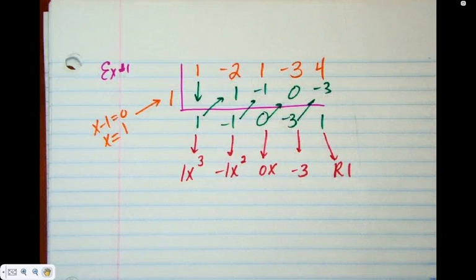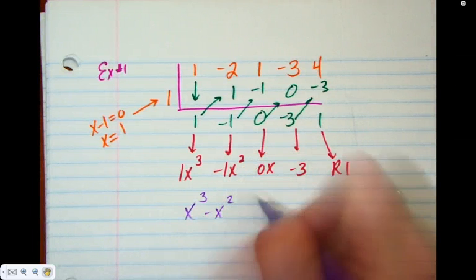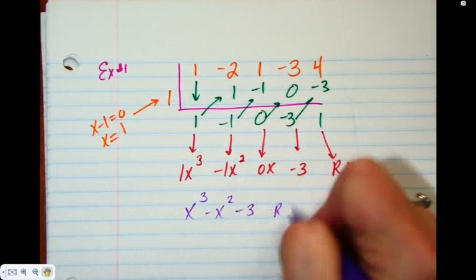So if we take our x to the 4 minus 2x cubed plus x squared minus 3x plus 4, and we divide by x minus 1, we just slap this all together. We get x cubed minus x squared minus 3, remainder 1.